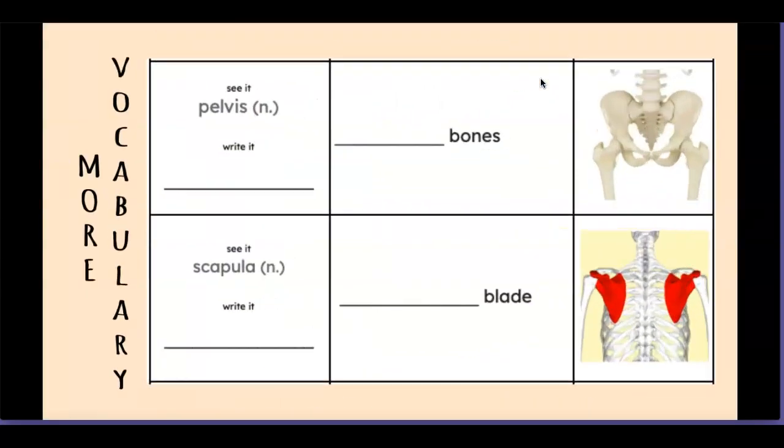Next is pelvis. And I'm realizing, I think maybe these words are not in the same order as they are in your journal, and I apologize for that. You'll have to find them. It's kind of like a scavenger hunt, I suppose. The next one is pelvis, and this is a noun. Write it on the line. These are your hip bones.